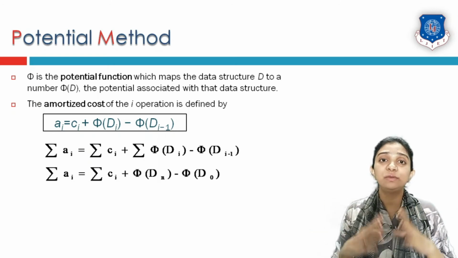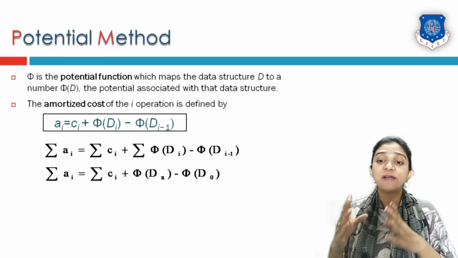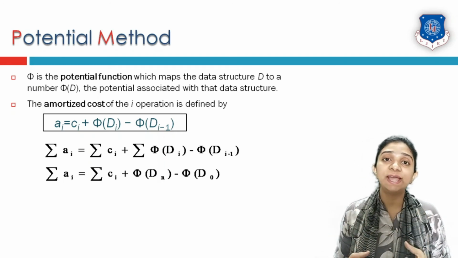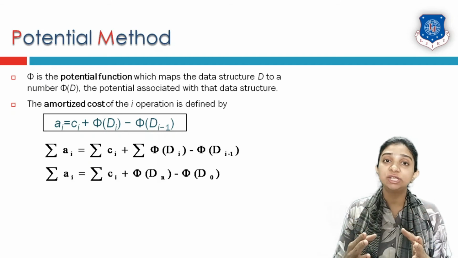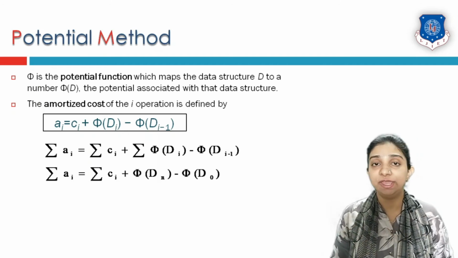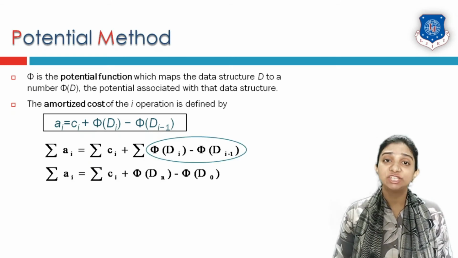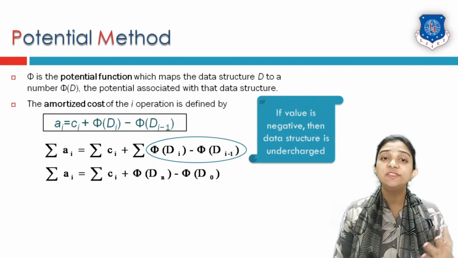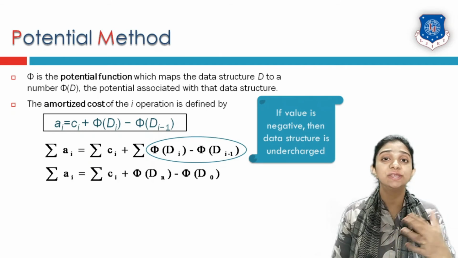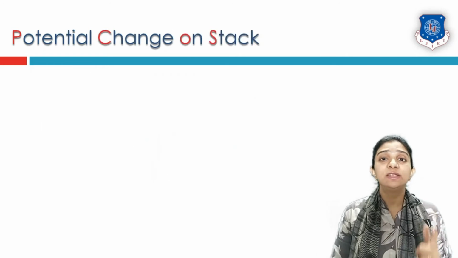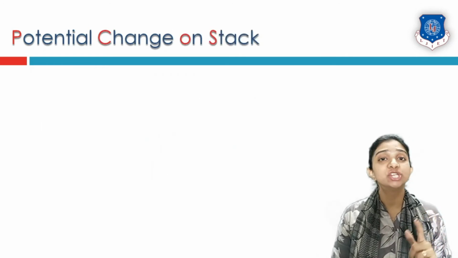So instead of doing summation of Φ(Di) minus Φ(Di-1), we can directly write it as the potential difference between Φ(Dn) minus Φ(D0). Here, the change in the potential, if the net value is negative, we say that data structure is undercharged. If this value is positive, we say that data structure is overcharged.